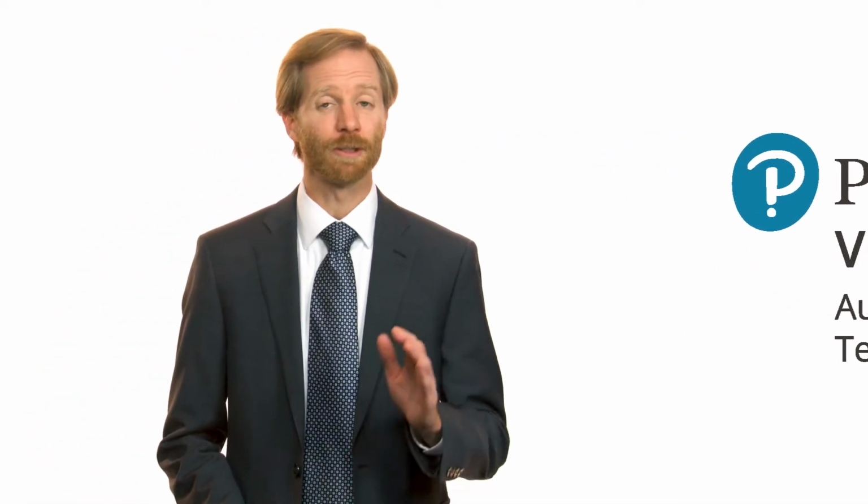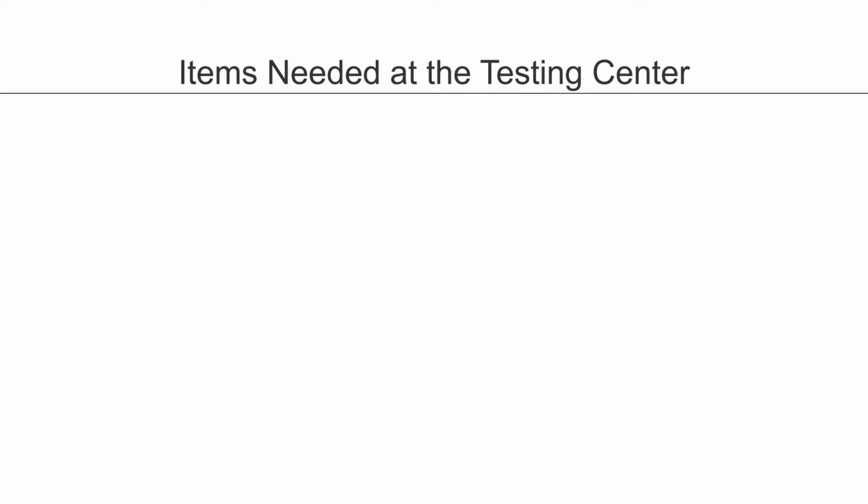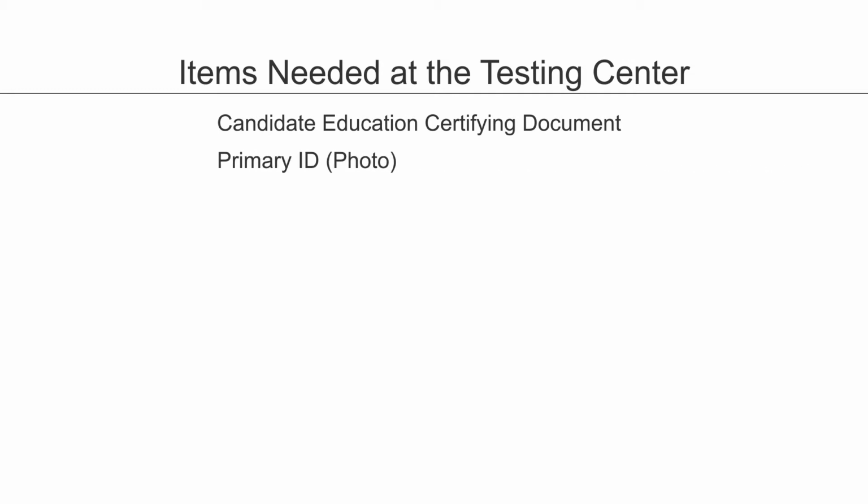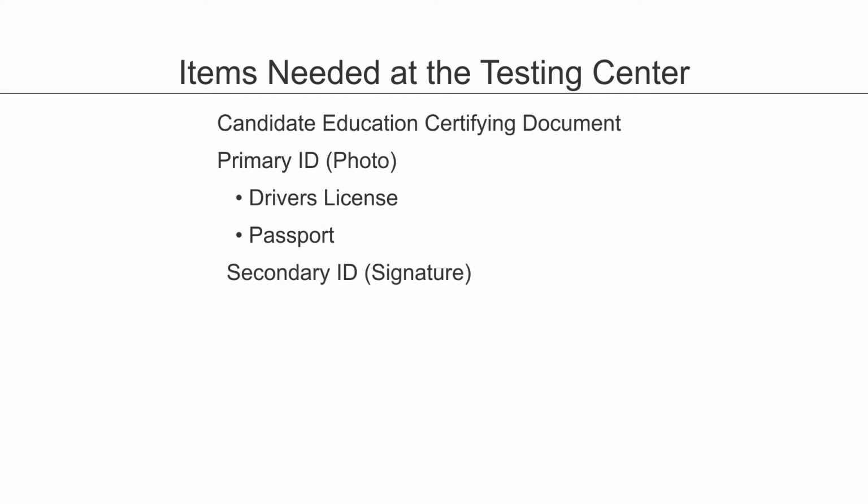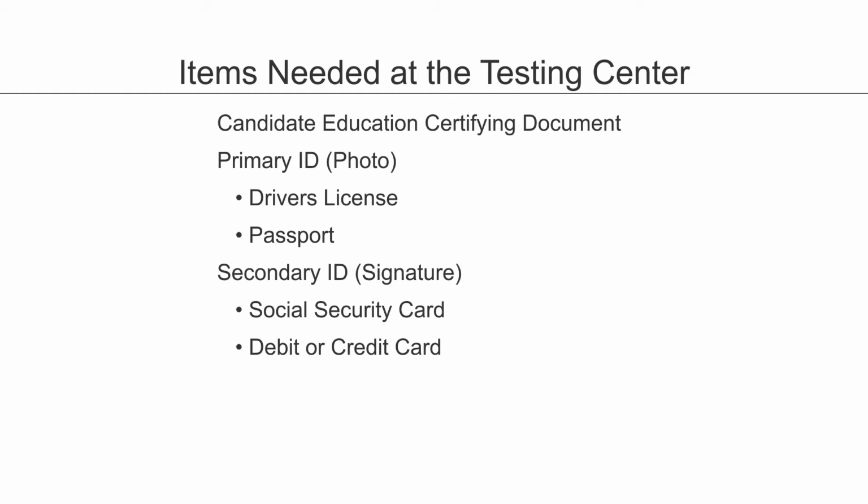You may need to schedule up to 2 weeks in advance, so plan ahead. They won't accept walk-ins. When you arrive, they will ask you for your Canada Education Certifying document and 2 forms of ID. The primary ID must be a photo ID issued by the government, such as a driver's license or a passport. The second form of ID must contain a signature, such as a social security card or a debit card or a credit card. You can also use another primary ID as your secondary.